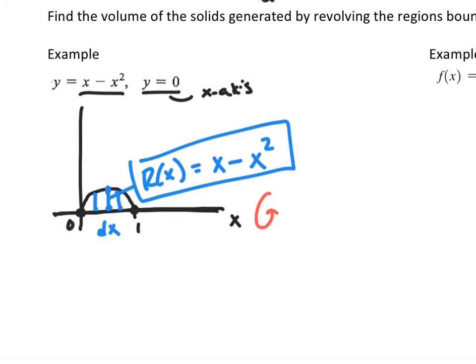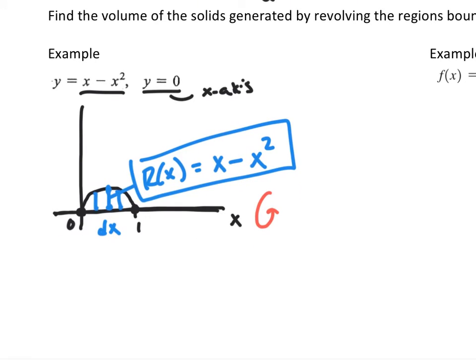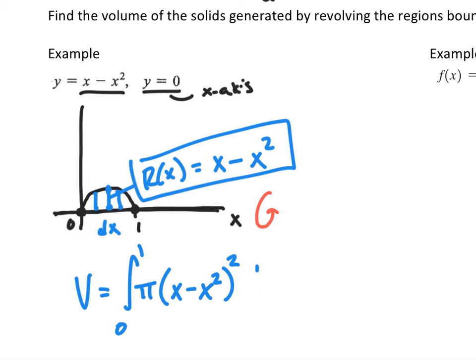And so we end up getting that the volume is equal to the integral from 0 to 1 of pi times the quantity x minus x squared, quantity squared, dx. And that's it.